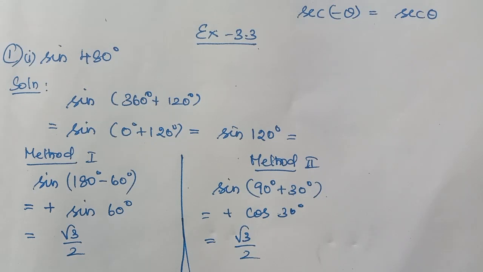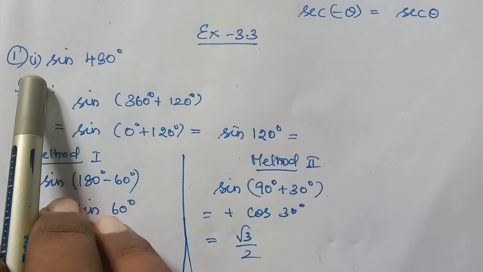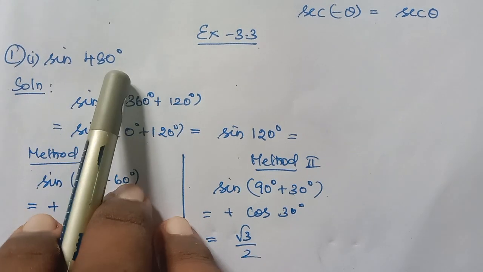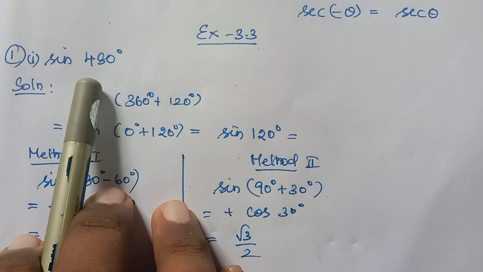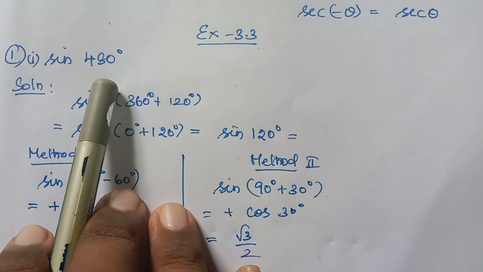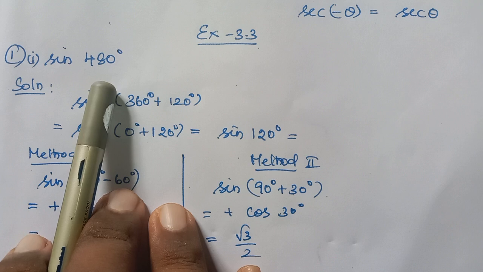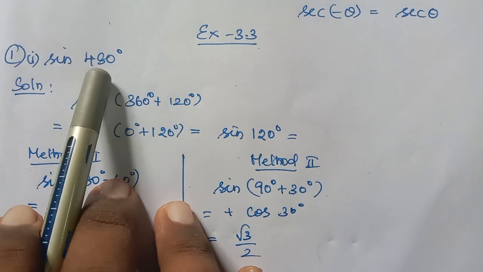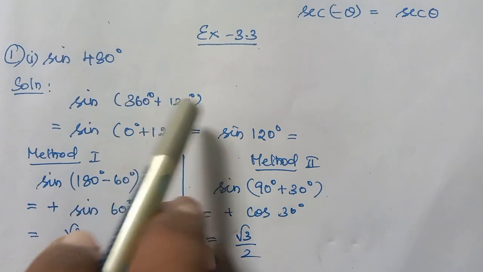Exercise 3.3, sum number 1, subdivision 1. You are asked to find the sine value of 480. So sine 480 is more than 360. I told that you must remember 360, 720, 1080 and the multiples of 360. So it is after 360. So I can write this as 360 plus 120.